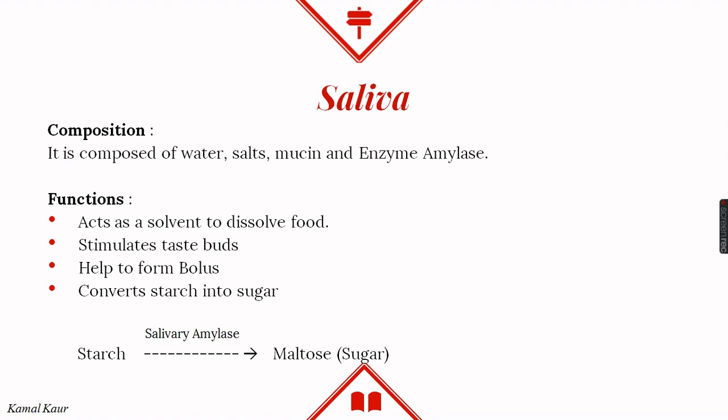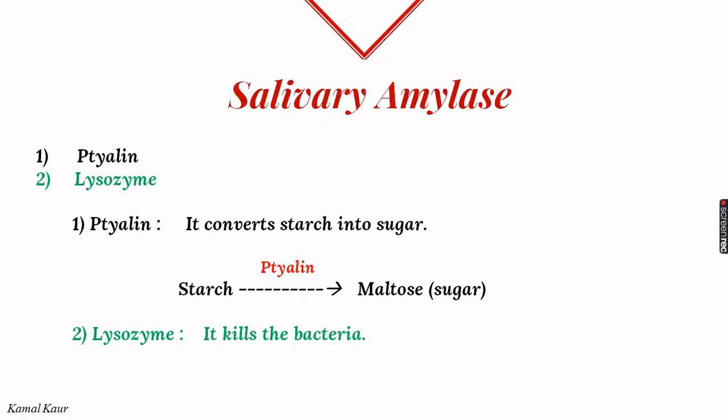of glucose. Just for your knowledge, salivary amylase actually consists of two enzymes. One is ptyalin, the other is lysozyme. Now it is actually ptyalin which converts starch into sugar. The other enzyme, lysozyme, kills the bacteria that may have entered along with the food.